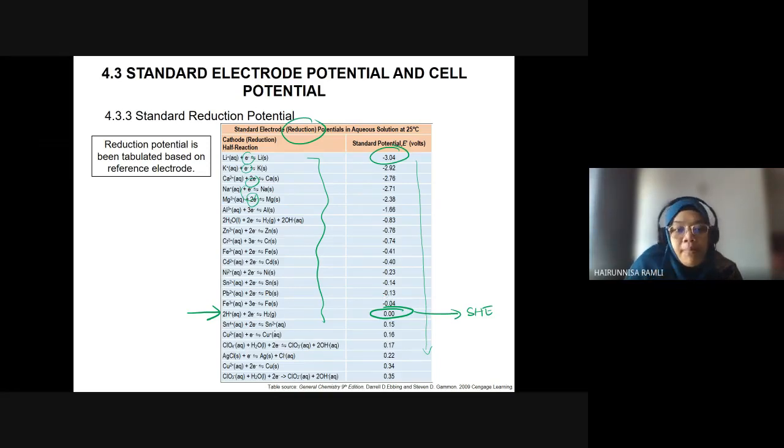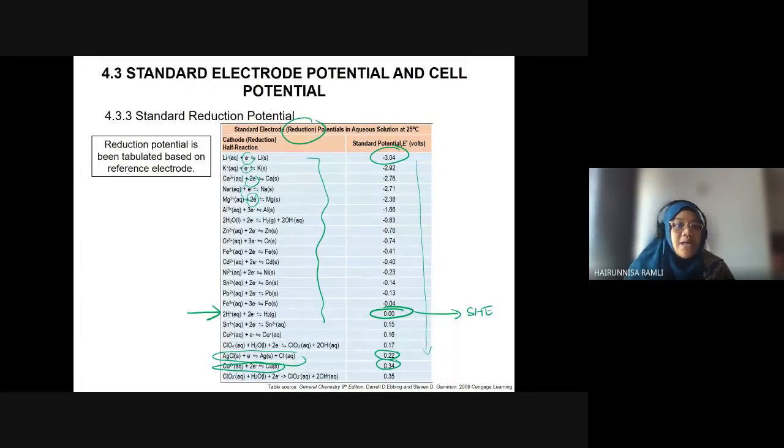Kalau tiba-tiba you compare between for example Cu2 plus dengan Ag, contohlah. You tak boleh kata dua-dua reduction. Betul tak? Sebab you compare bawah hidrogen kan? You boleh kata lagi atas lebih mudah oxidize, sebab dia lagi negatif daripada yang bawah.